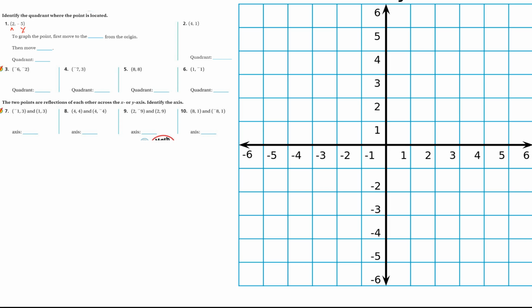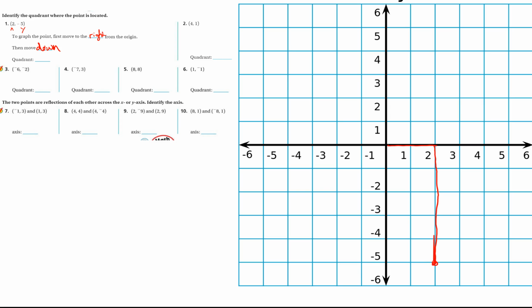To graph the point, first we start at the origin and we need to move how many? First move to the right from the origin, and we're going to move 2, then move down. And how many down? 5. So to the right 2, down 1, 2, 3, 4, 5.